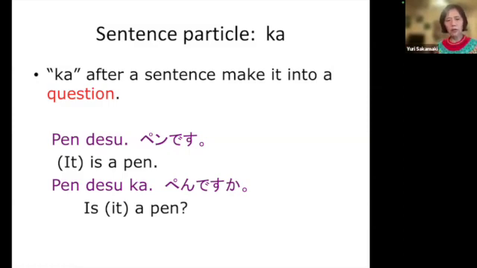How about if I want to ask you if something is a pen? So I would just show you something ridiculous. If I'm not sure if this is a pen or what, then I can ask, pen desu ka? Right? So pen desu, then I'm sure I am saying it's a pen. But if I'm not sure, then you can add ka after a sentence or statement and make that into a question.